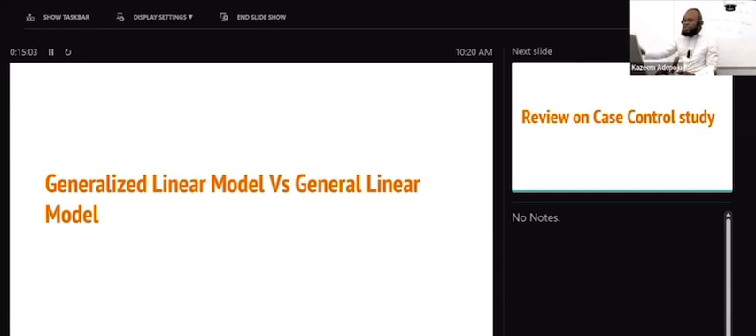But what if the response variable is categorical? Then we cannot use the general linear model anymore. What do I mean by not using the general linear model? It means I cannot use ANOVA, I cannot use linear regression, I cannot use t-test, I cannot use any method that assumes linearity, normality, constant variance, and independence. That's what it means. Does that make sense?